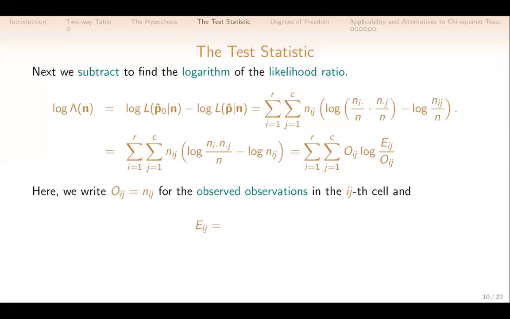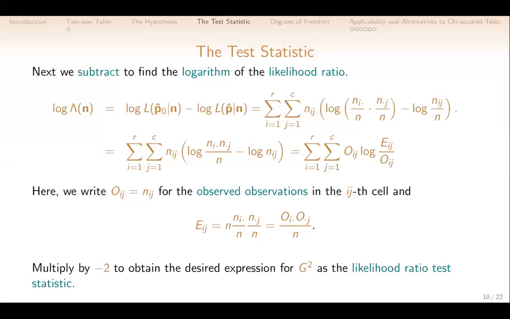E_ij is going to be, at least informally, you take the total number of observations and multiply by the maximum likelihood estimator under the null hypothesis in the i-th cell times the maximum likelihood estimator in the j-th cell. So under independence, that's the expected number of observations you would see in the ij cell. Then one of the n's cancels, and I get O_i-dot times O-dot-j over n. So that's what the E_ij's are. Now you multiply by -2 to obtain the desired G squared expression for the likelihood ratio statistic.